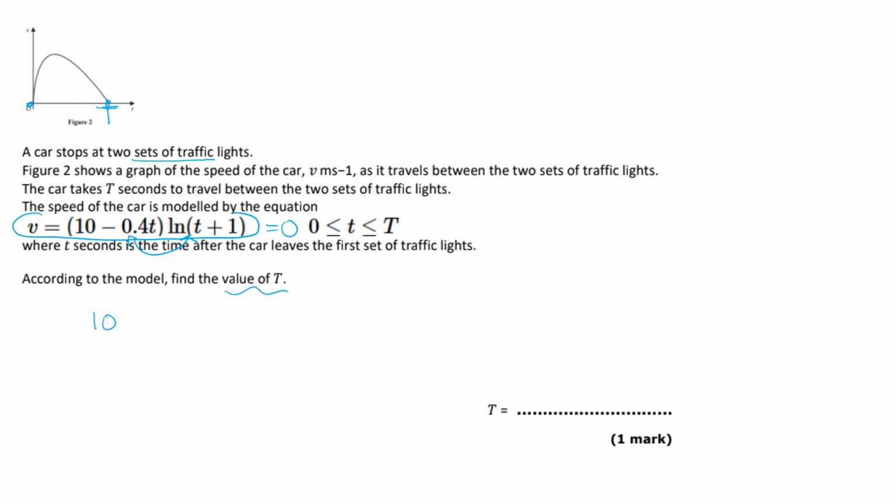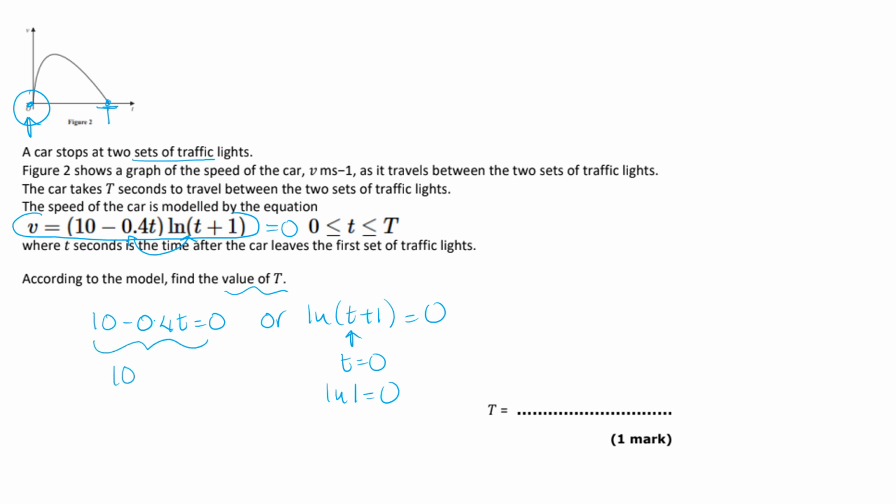So if we say 10 minus 0.4t is equal to 0, or the ln of t plus 1 is equal to 0, and just solve for both of those t's, we can see in this case, if t is equal to 0, then the ln of 1 is equal to 0. So that is the first place where the car starts, at the first set of lights.